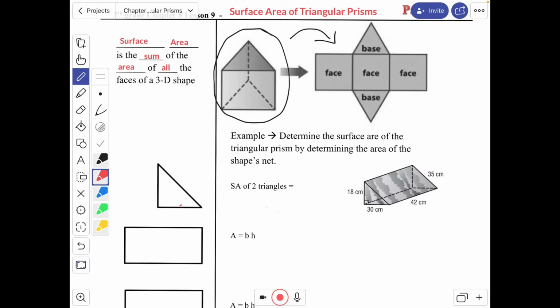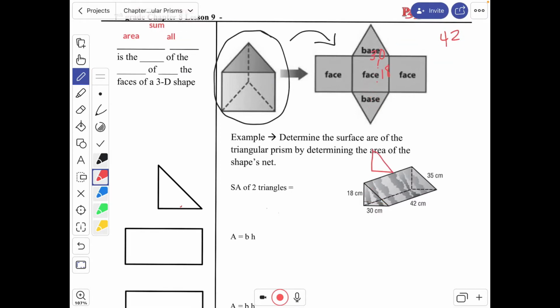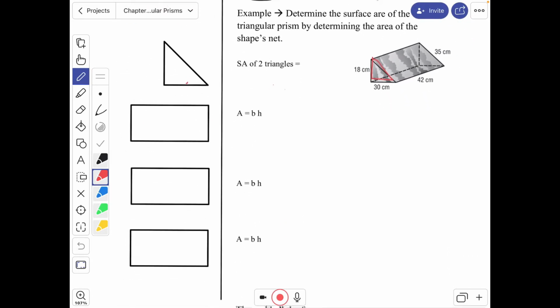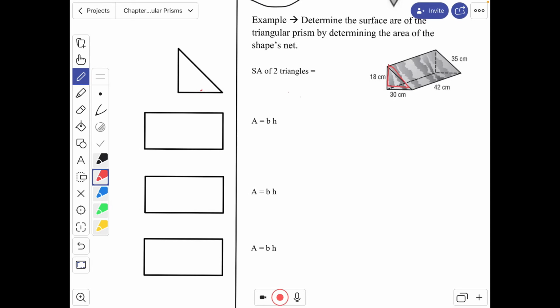Now, they didn't really label a net, but I can see that there is a triangular base and the height is 18 and the base is 30. And then the long side is 42. And we have some shorter sides that are 35. And I've drawn some nets kind of over here on the left. There's going to be 2 triangles and 3 rectangles.